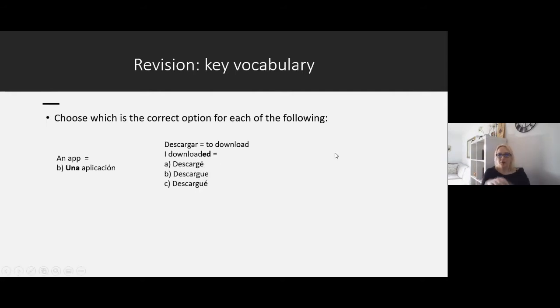What about the verb descargar, which means to download? But let's think about our conjugations. We might need to say in past tense, I downloaded. Now, what's the correct answer here? Is it A, B, or C? Descargué, descargue, or descargué? There's some spelling differences there. So what do you think? Is it A, B, or C that I downloaded?